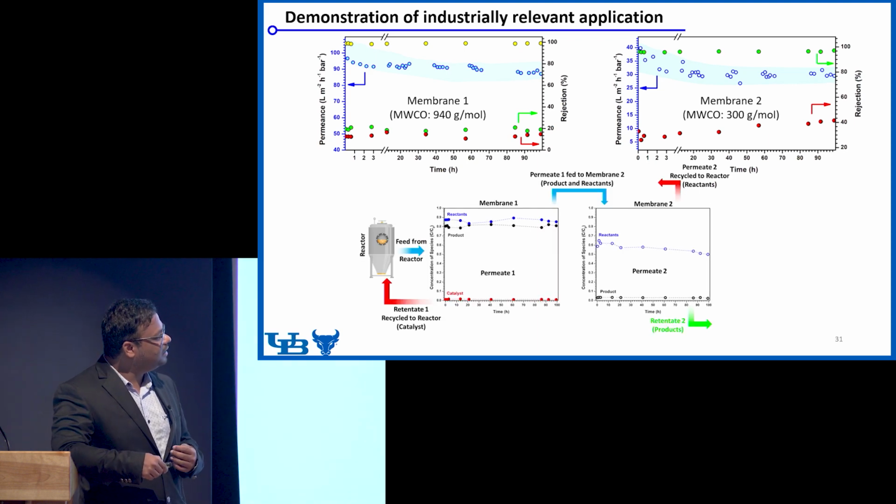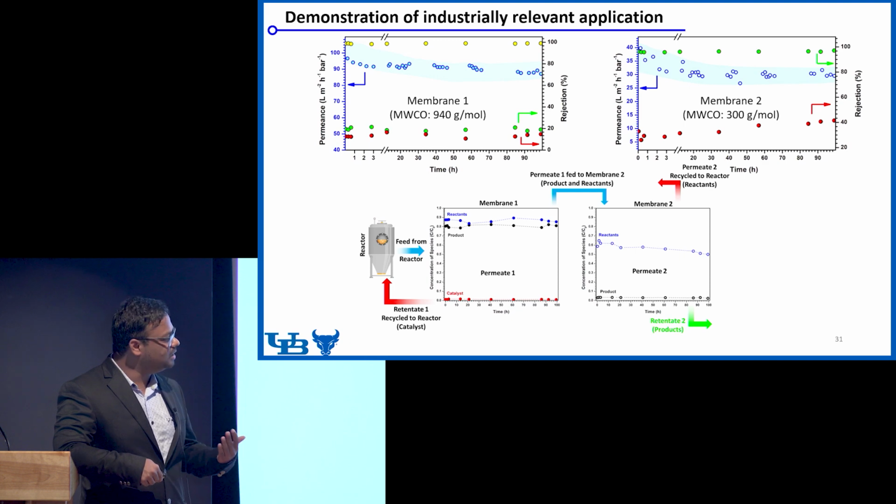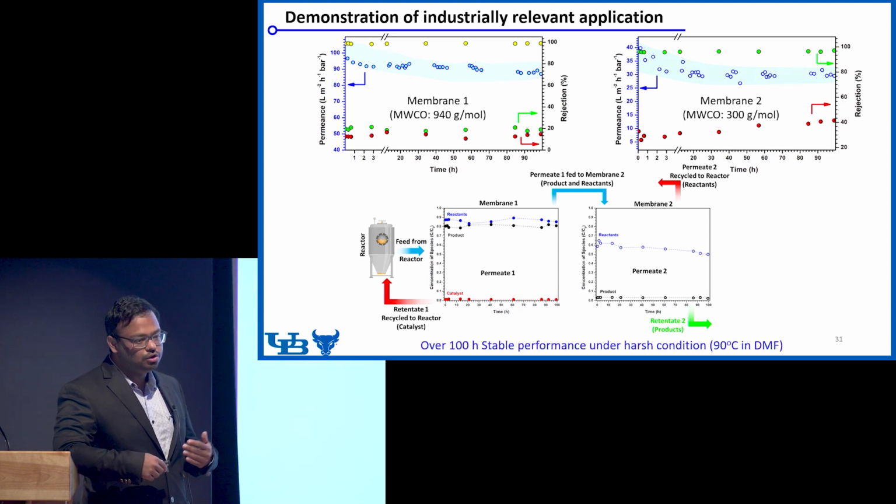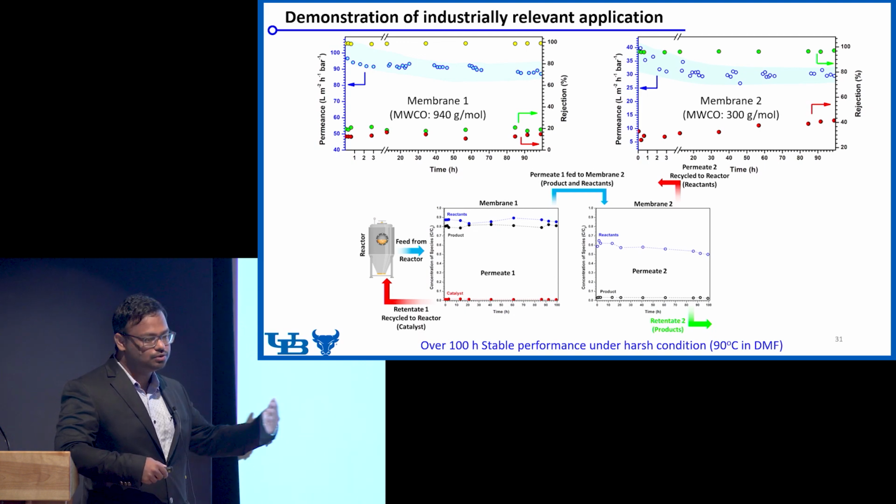And if we look at the different profile of the concentration, the permeate coming out of the first membrane is rich in reactant and product, whereas all the catalyst has been stripped off. And the permeate coming out of the second membrane is rich in reactant, and the product has been stripped off. So we show over 100 hours of stable performance in DMF at 90 degrees centigrade, which is close to the synthesis condition of boscalid.